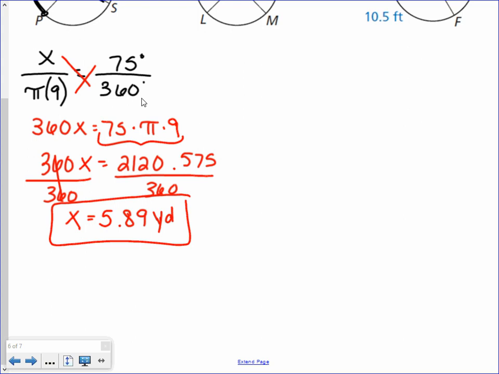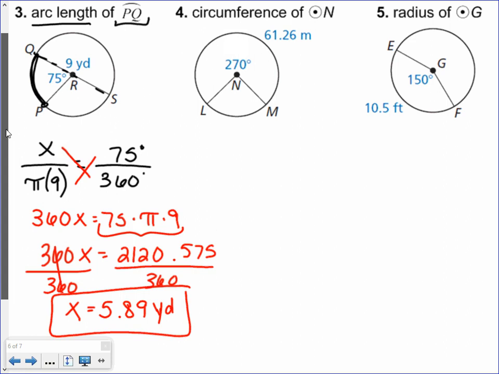Okay, we're going to skip the middle one because it's just like the middle one on the front, and we'll go to this one on the right. Okay, the 360 never changes. Above the 360 is arc measure in degrees. Degrees go with degrees, so what goes above 360? 150.